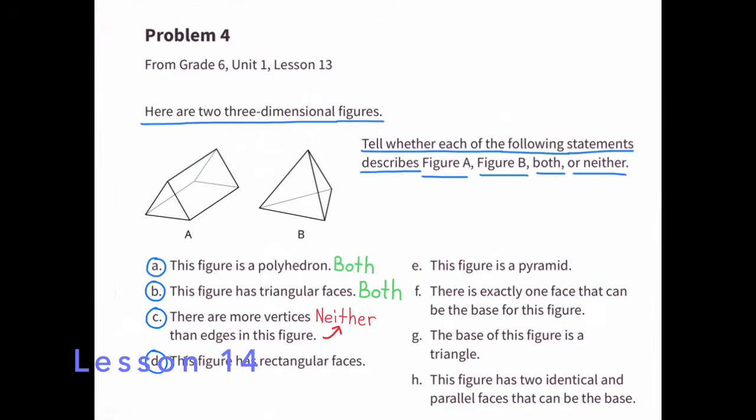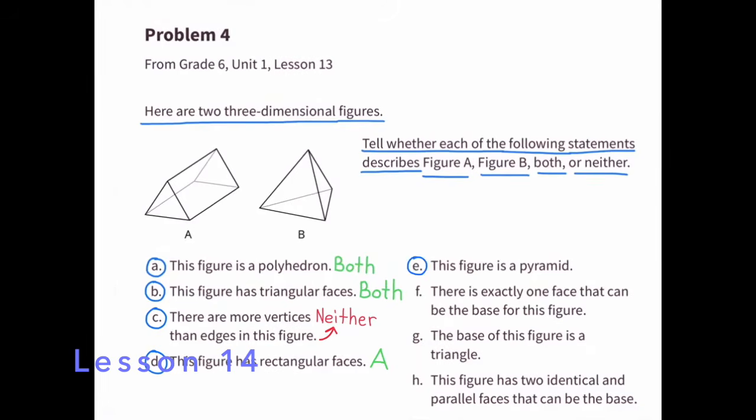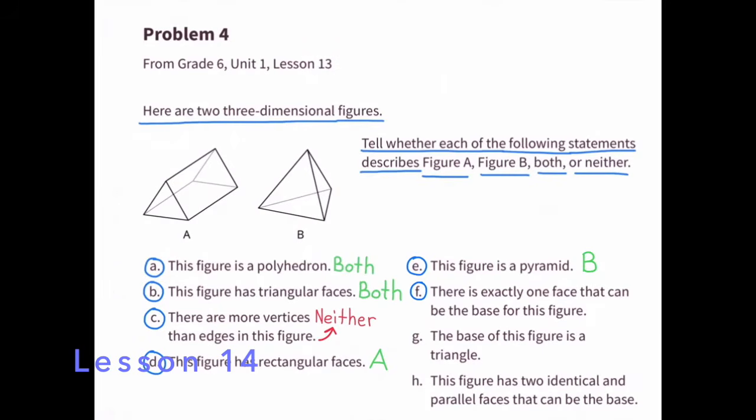D. This figure has rectangular faces. Figure A. Figure A has rectangular faces. E. This figure is a pyramid. Figure B. Figure B is a pyramid. F. There is exactly one face that can be the base for this figure.